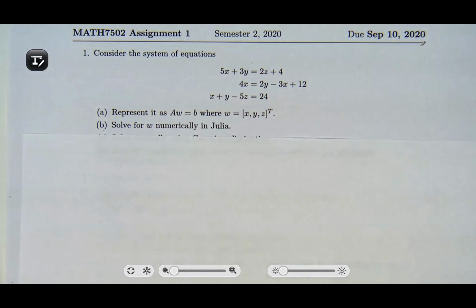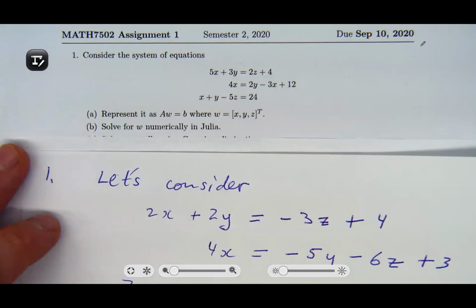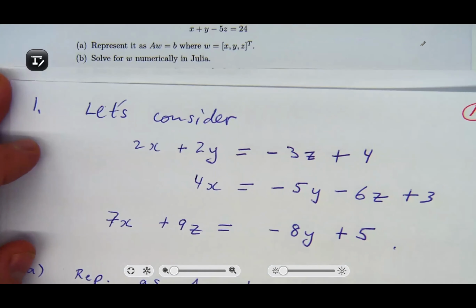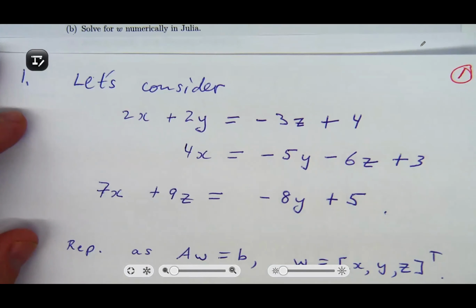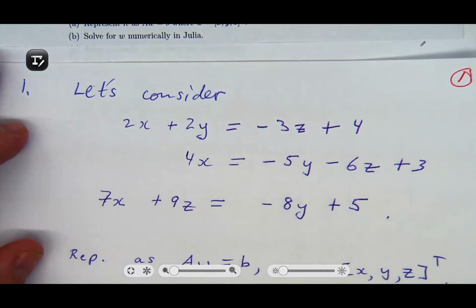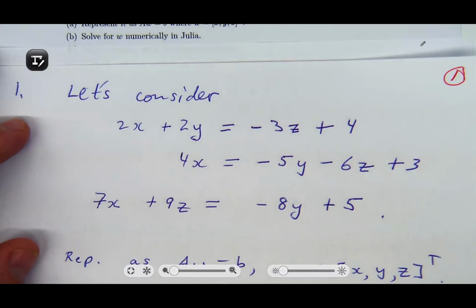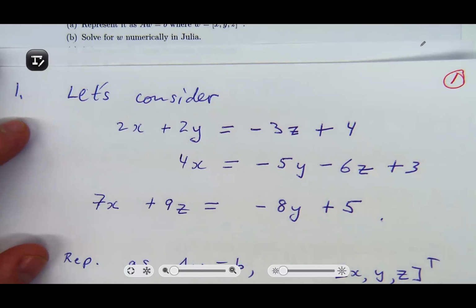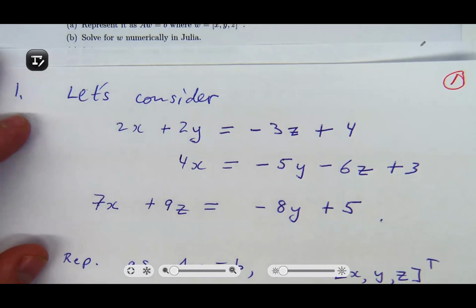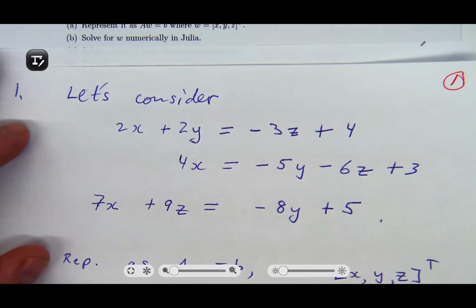And the problem I have in mind goes like this. So let's consider these 3 equations, which are different to the ones shown. All right, so we're considering 2x plus 2y equals minus 3z plus 4. 4x is equal to minus 5y minus 6z plus 3. 7x plus 9z is equal to minus 8y plus 5.